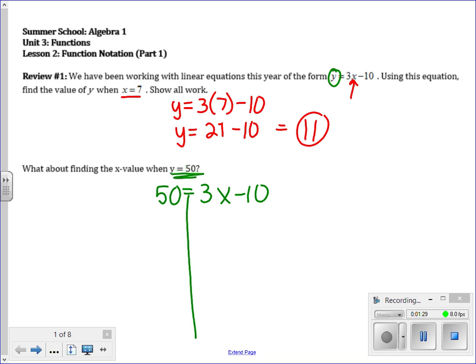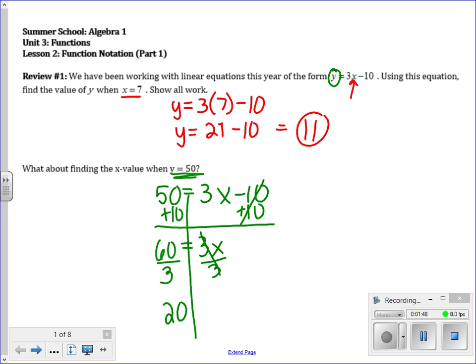I'm going to draw my line to keep organized, and get x all by itself. I start by adding 10 to both sides, which gives me 60 equals 3x, and then I have to divide by 3 to get x alone. My final answer ends up being 20 equals x. So it turns out that 20 is the x value that gives me a y value of 50.